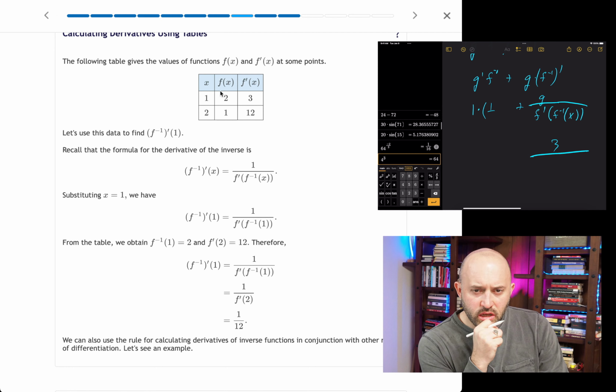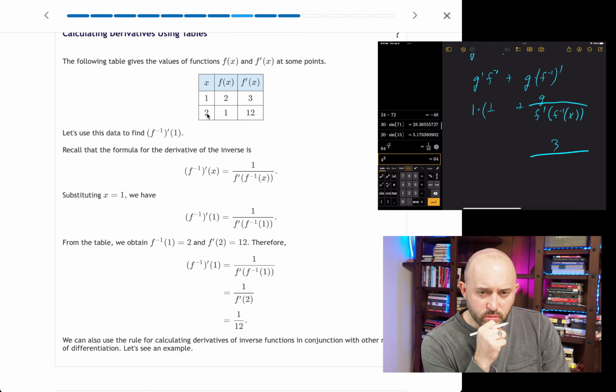Is that because we say f of 2 goes back to 1? And f prime of 2, I mean, this part's easy. F prime of 2 is 12. That's easy. You just look that up. And the inverse of 1, f of 1 is 2. So the inverse of... okay, so it just goes back to that one.